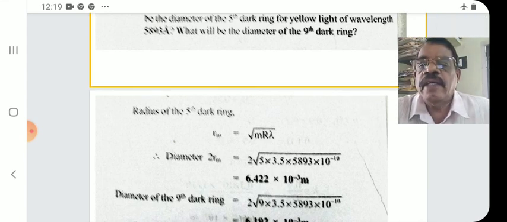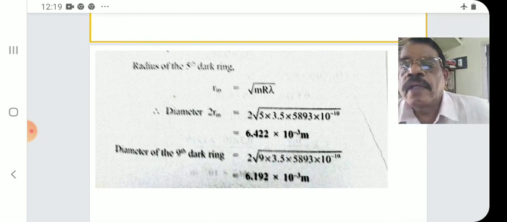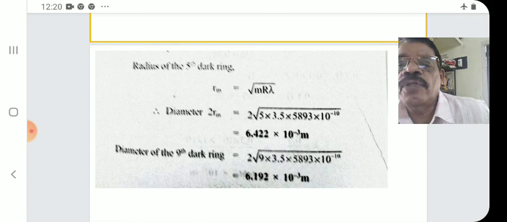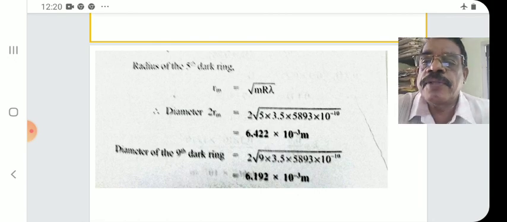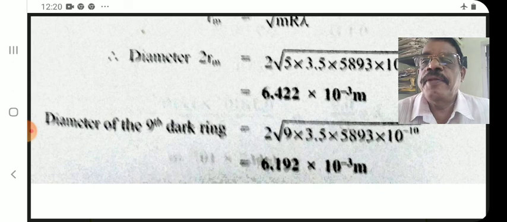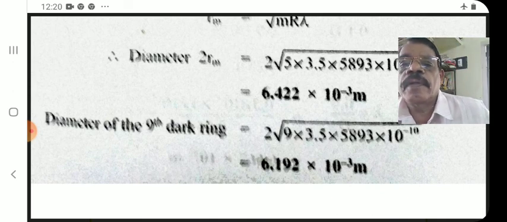Radius of nth dark ring, r n is root of R lambda. Diameter 2 r n is equal to 2 into root of m or n, 5 into R, 3.5 into lambda, 5893 into 10 raised to minus 10. That we get as 6.422 into 10 raised to minus 3 meter. That is the diameter of the ring, diameter of the 5th ring.